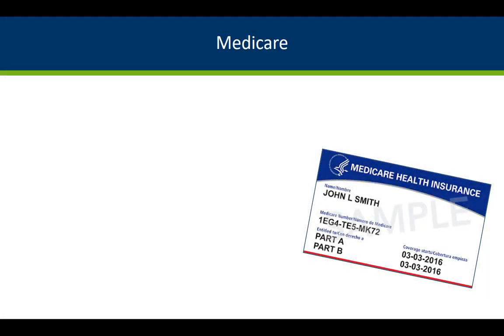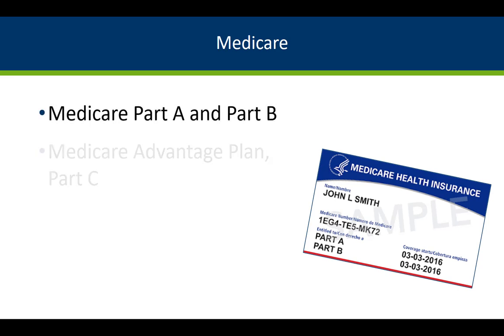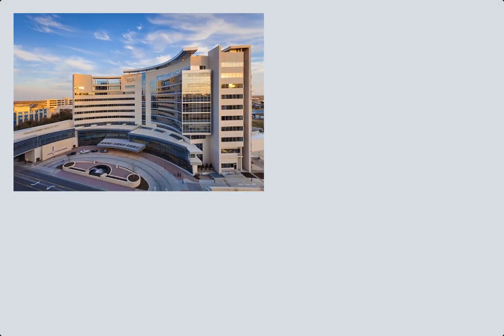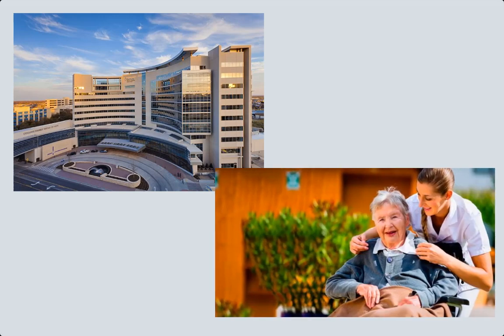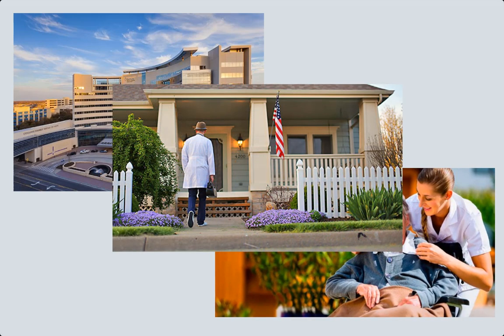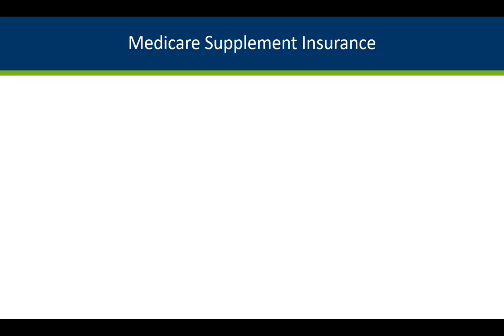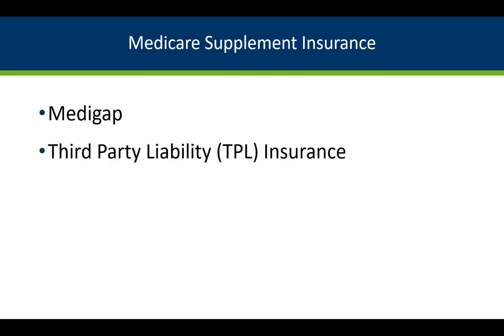There are two ways to get Medicare coverage: through Medicare Part A and Part B, or through a Medicare Advantage plan, also referred to as Part C. Medicare Part A covers inpatient hospital stays, care in a skilled nursing facility, hospice care, and some home health care. Some people also have additional coverage through a Medicare supplement insurance, like Medigap. This is considered a third-party liability, or TPL, insurer.